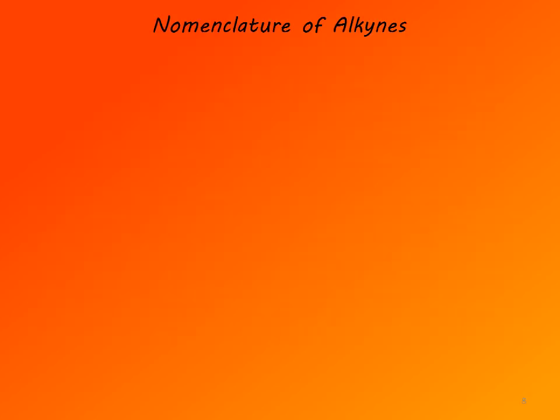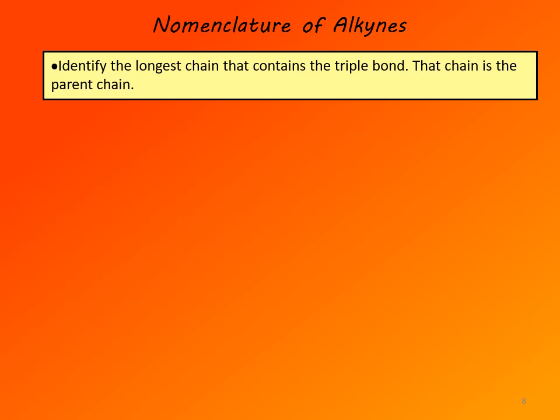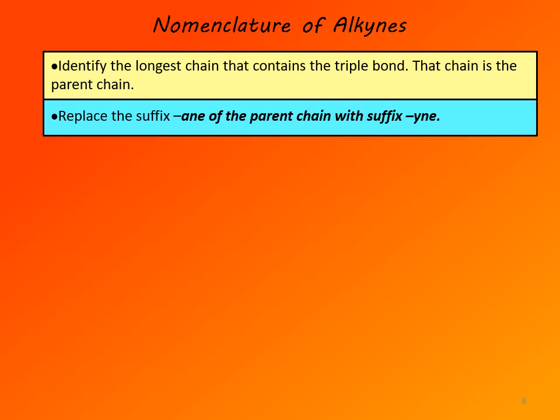Now we are going to look at nomenclature of alkynes. To name an alkyne, we identify the longest chain that contains the triple bond. Of course, it has to contain both carbons of the triple bond, but unlike alkenes, that's not a problem, because alkynes cannot branch. Alkenes can branch, alkynes cannot, so the chain will always contain both carbons of the triple bond. So that chain is the parent chain. Next, we first name it as an alkane chain, and then to indicate that this is an alkyne, we replace the ane suffix of alkane with the yne suffix of alkyne.